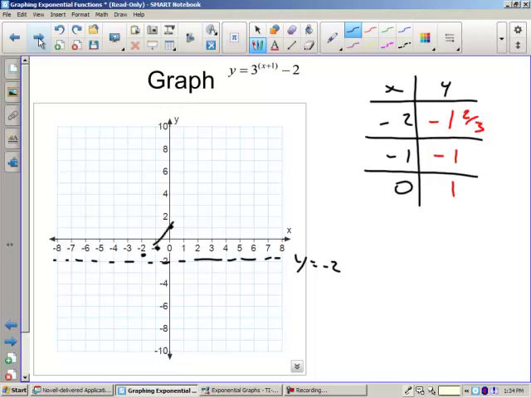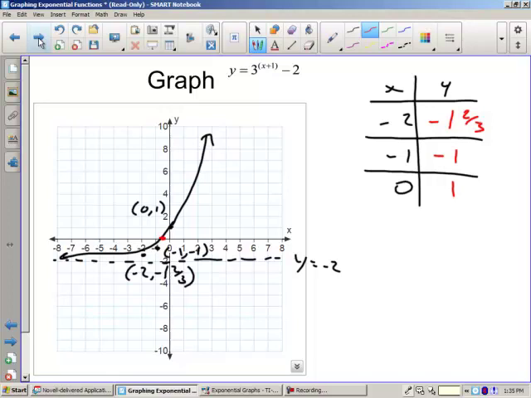And now I'm going to go here. Let me label 0, 1. Let me label -1, -1. And let me label -2, -1 and 2/3. Now look, I've got an x-intercept this time. You may or may not be asked to label the x-intercept, but let me do it just in case.